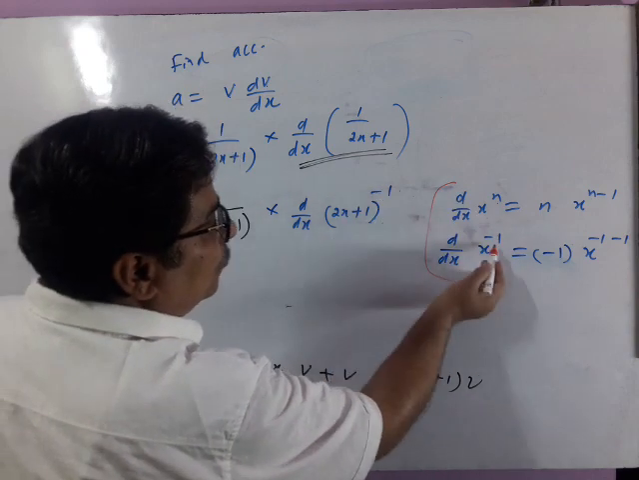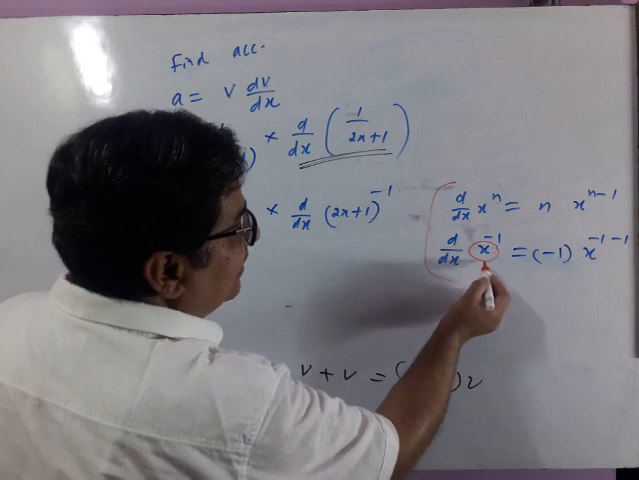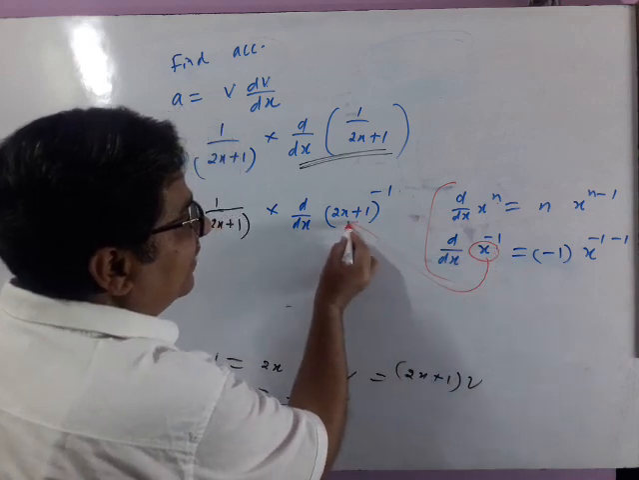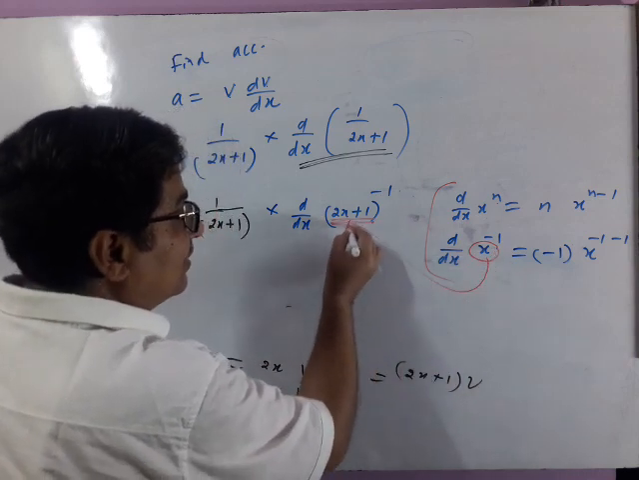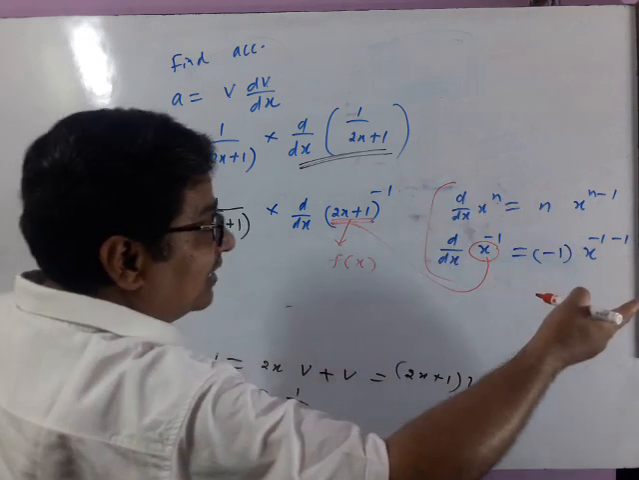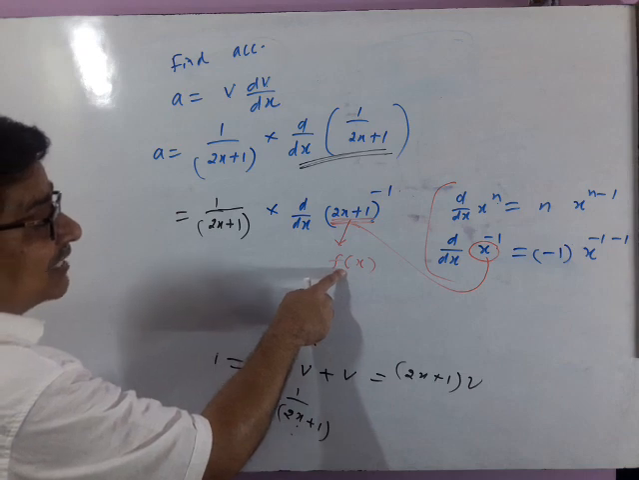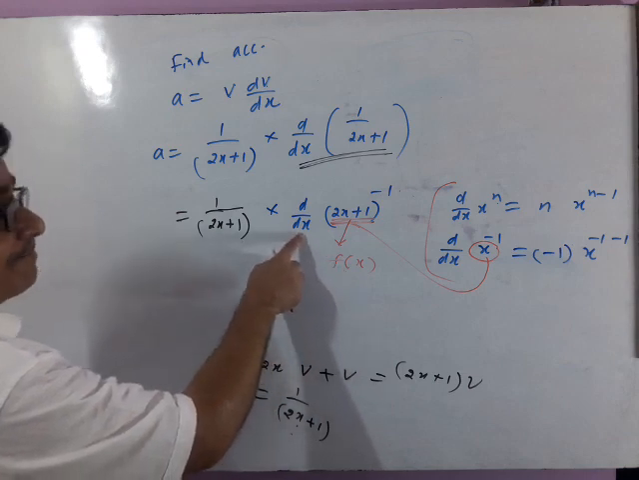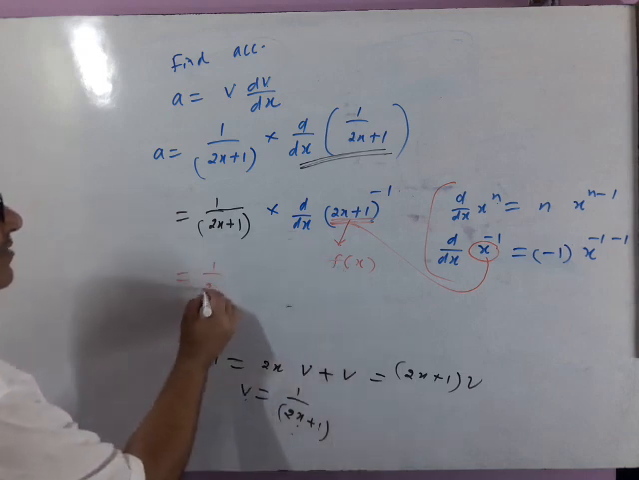See, whole power minus 1. Here x is written in the basic formula, and what is written in place of x? 2x + 1. This 2x + 1 is a function of x. Earlier it was a function of time. Now it is a function of x because x is the variable. So how to solve it?